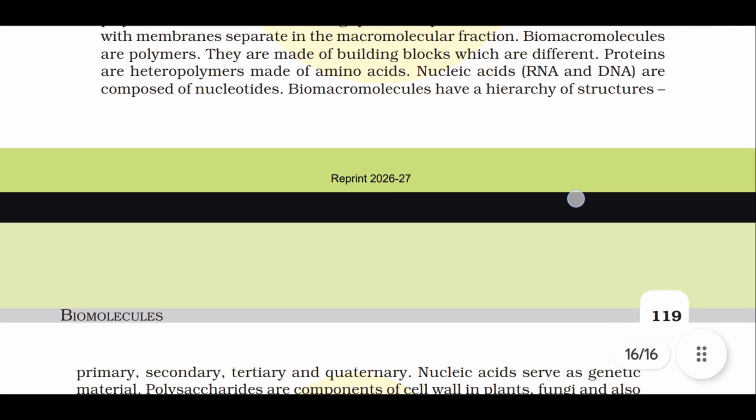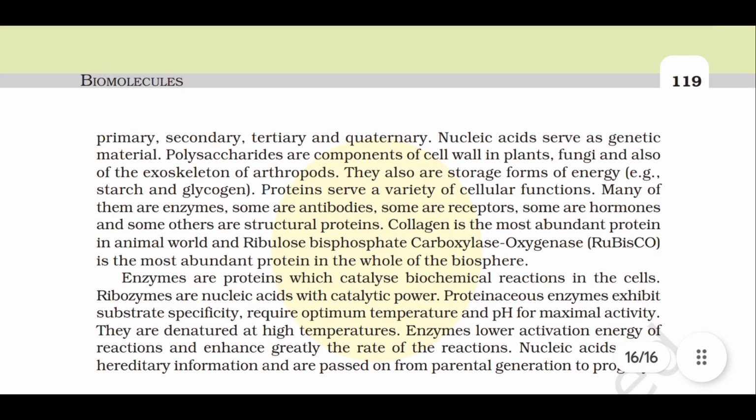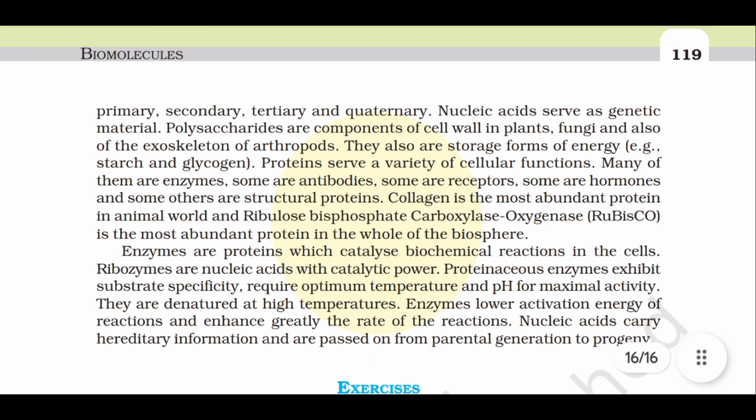Biomacromolecules have a hierarchy of structures: primary, secondary, tertiary, and quaternary. Nucleic acids serve as genetic material. Polysaccharides are components of the cell wall in plants, fungi, and also the exoskeleton of arthropods. They also are storage forms of energy, for example starch and glycogen.